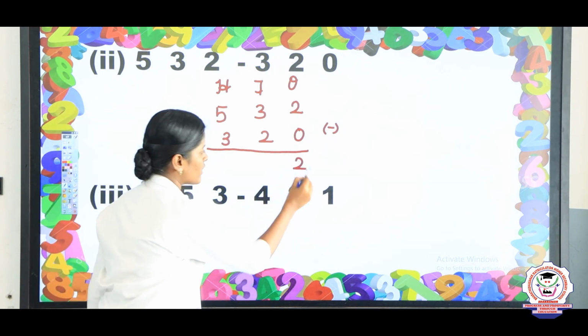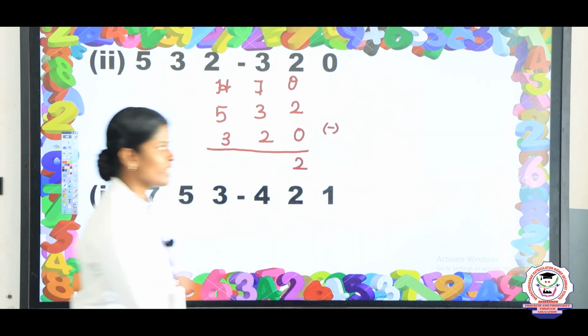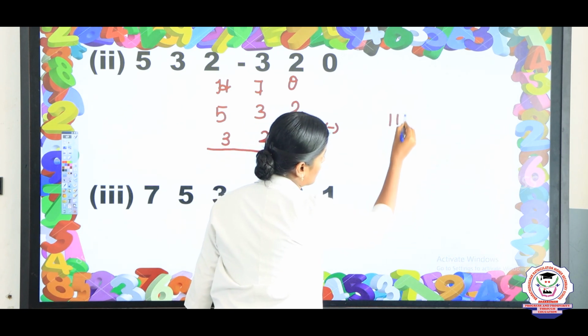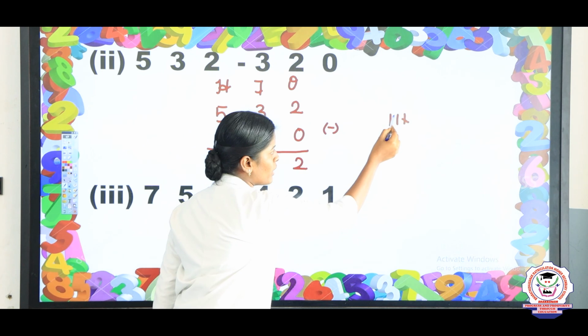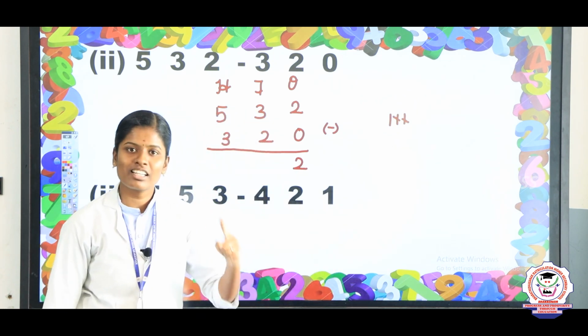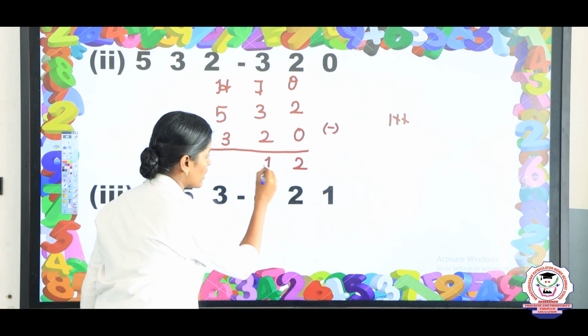Next we will take 3 minus 2. Now you put 3 lines and strike out 2 lines. How many lines? 2 lines. Remaining, what is the answer? The answer is 1. So write the answer 1.